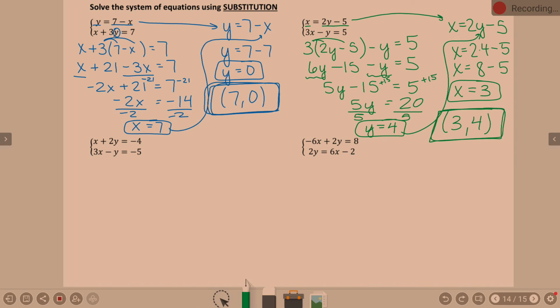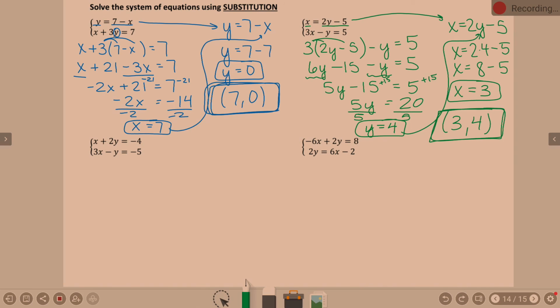I'm struggling because we could start the next problem, but I'm not sure we'd get through it. We're not actually going to do the next problem, but as you look at this next problem, it changes up. What's different? There's no x equals or y equals. So what are we going to have to do? Make one. We have to make one.